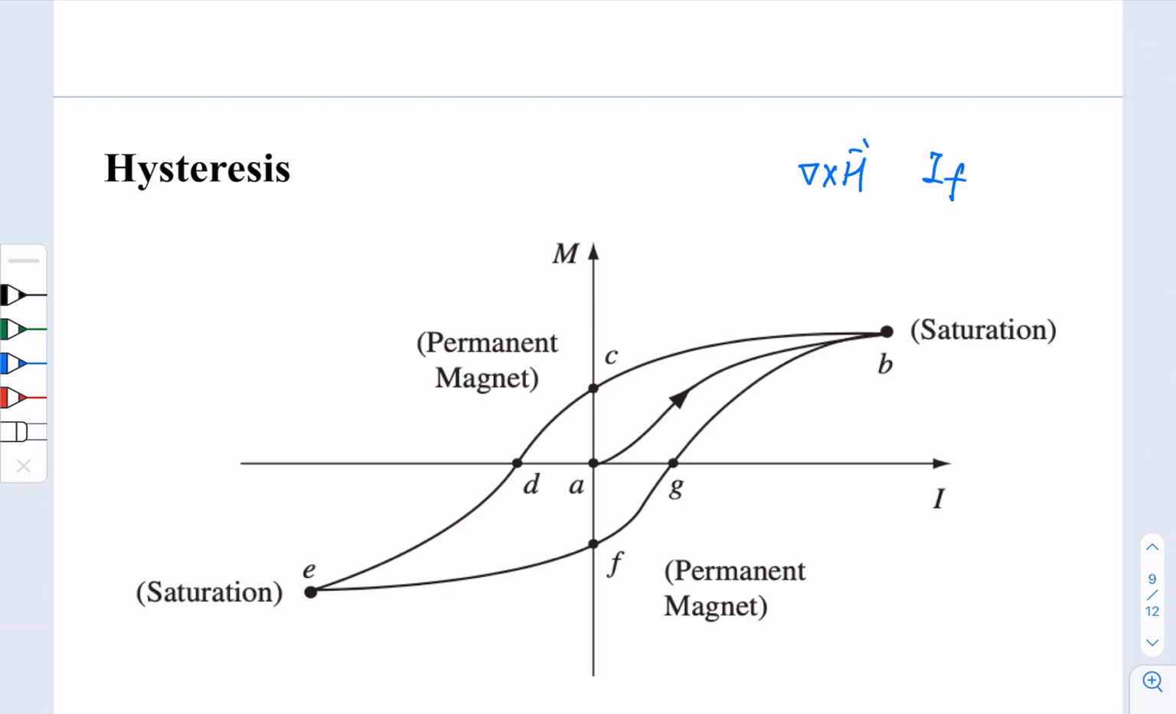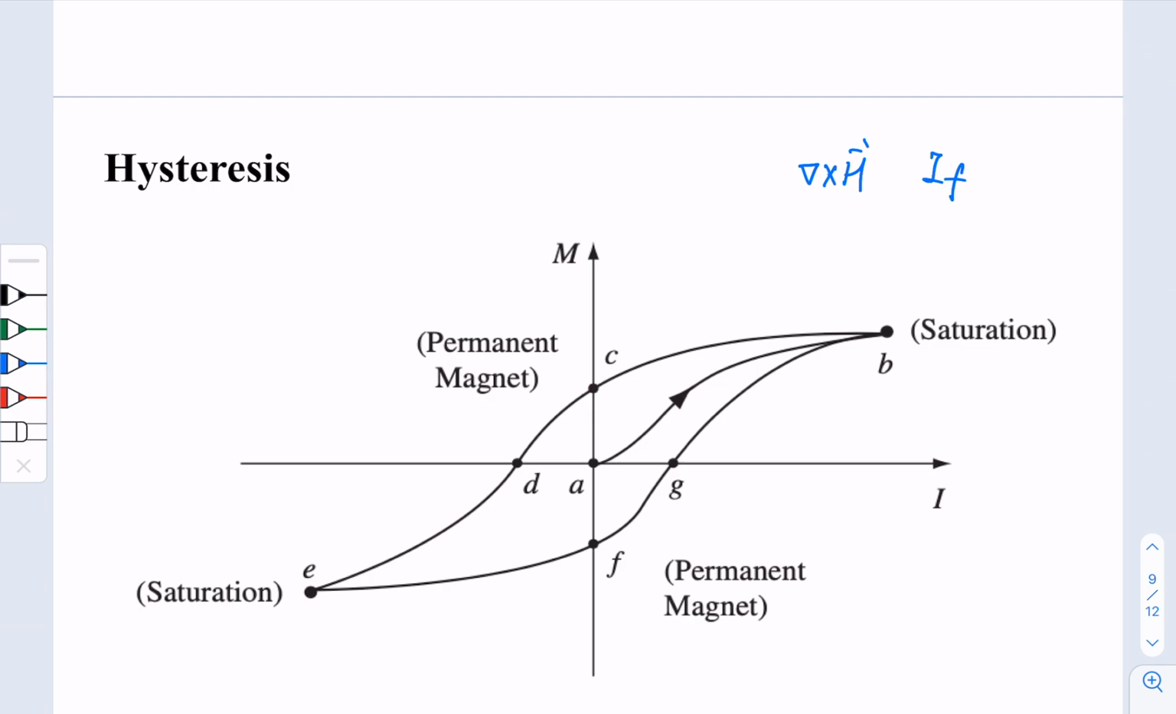Now, what's interesting is that once you reduce the current, it doesn't necessarily follow back this curve. Instead, it actually lags behind. What I mean is that even though you are reducing the current, the M vector is not changing as much as you would have imagined. And even if you reduce the electric current to exactly zero, there is still some residue left here.